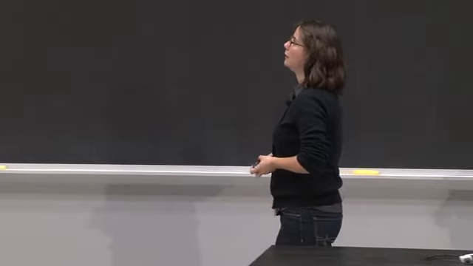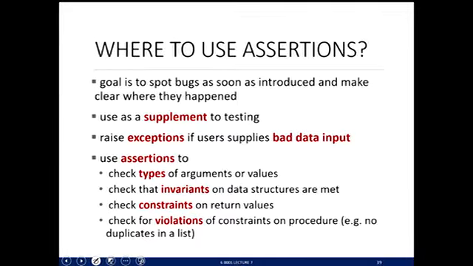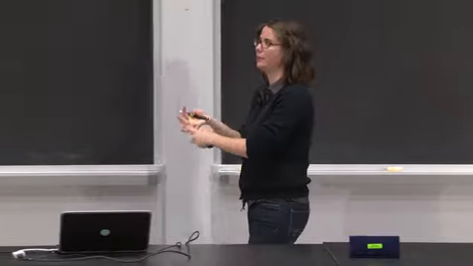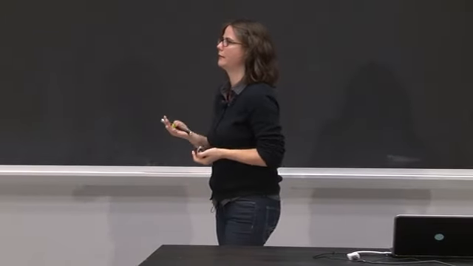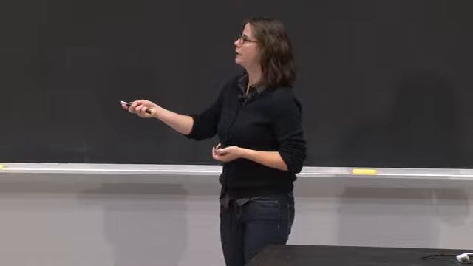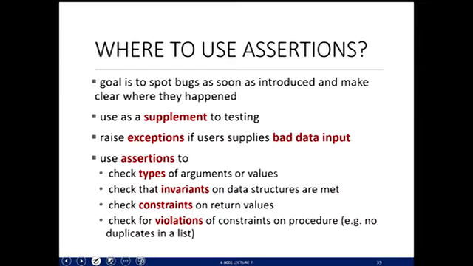Okay? So this is basically what I said. You really want to spot the bugs as soon as they're introduced. Okay? And exceptions are good if you want to raise them when the user supplies bad data input, but assertions are used to make sure that the types of inputs to functions, maybe other conditions on inputs to functions are being held as the values are being passed in. Okay? So the keyword here is making sure that the invariants on data structures are met.